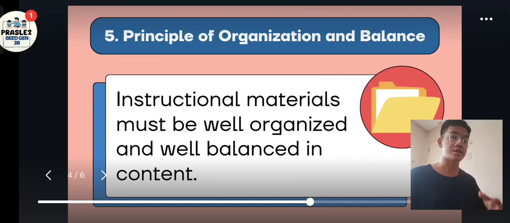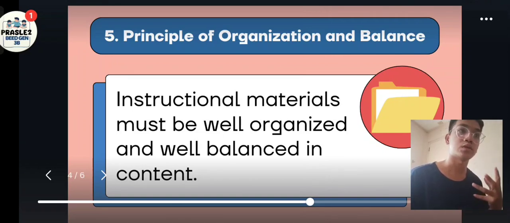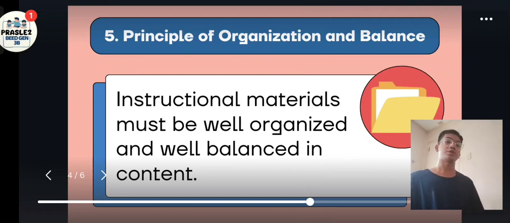Not just the appearance, also the content, the materials that we are using. The content that we are using in those materials is the one that will help us as a teacher to teach the students properly. Kasi if we are using instructional materials that are like some sort of display lang, wala namang content, wala rin. The students will not be interested in that kind of teaching.